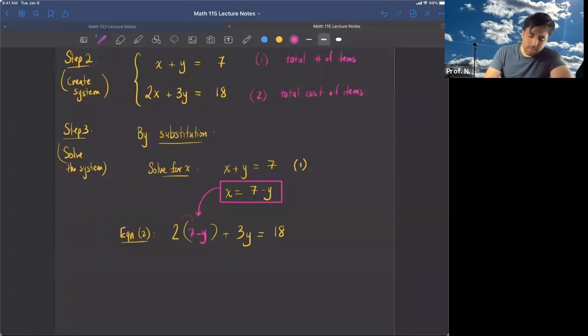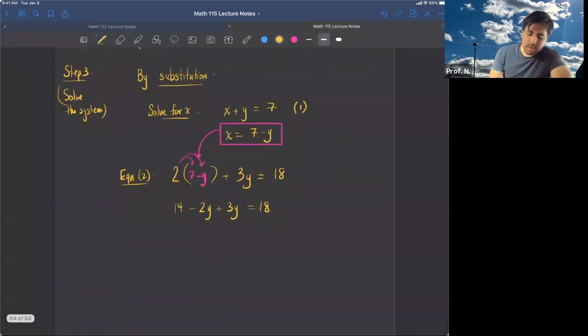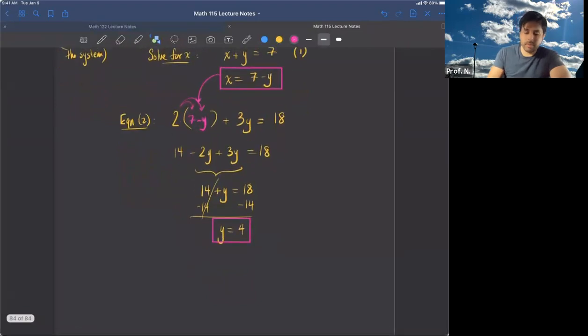Then I distribute the 2. I get 14 minus 2y plus 3y equals 18. Combine, I get 14 plus y equals 18. Subtract by 14, subtract by 14. I get that y equals 4.